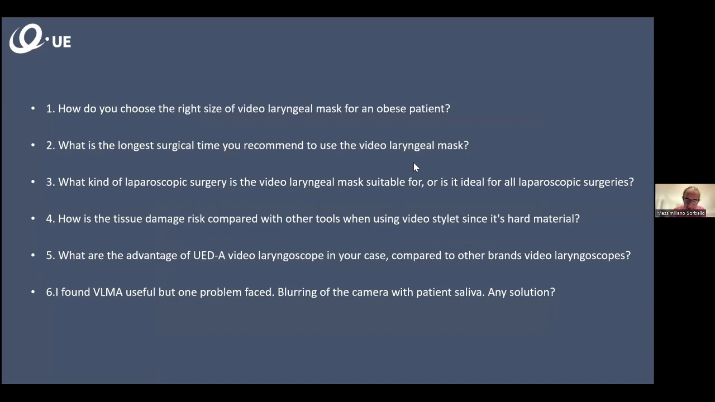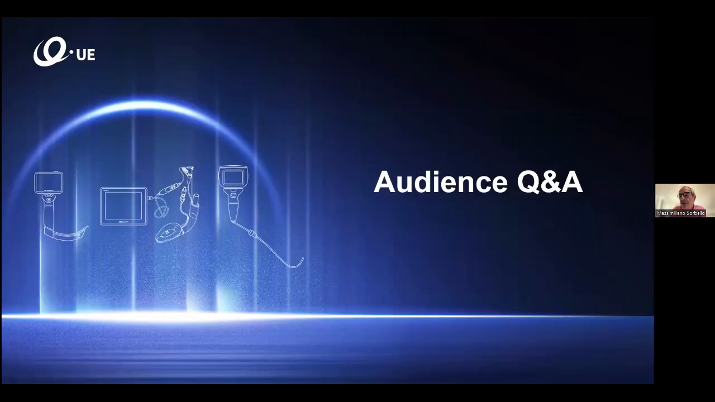Well, first of all, thank you for the question. It's really interesting. The SACO laryngeal mask comes with a dedicated channel through which you can push some water, some saline solution, which could be of some help to remove the secretions from the camera.